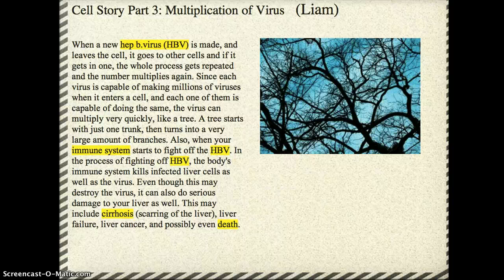Also, what cannot help your cause is your immune system. When it tries to fight off the hepatitis B virus, it can accidentally kill some of your liver cells, infected or uninfected, and that can cause scarring of the liver, also known as cirrhosis, liver failure, liver cancer, and you could possibly even die.